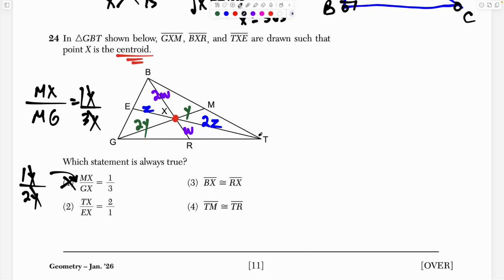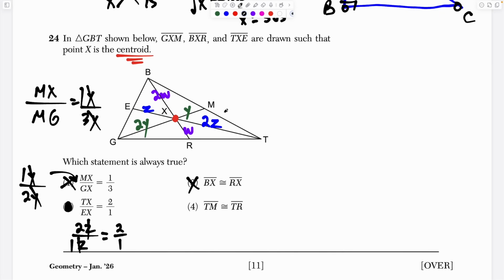And now we have TX, which is 2Z, divided by EX, which is 1Z. When Z over Z cancels, this equals 2 over 1. So choice 2 is our answer. But let's see why the other answer choices are no good. BX is congruent to RX. This is not true. BX is twice as long as RX, so that one is out.